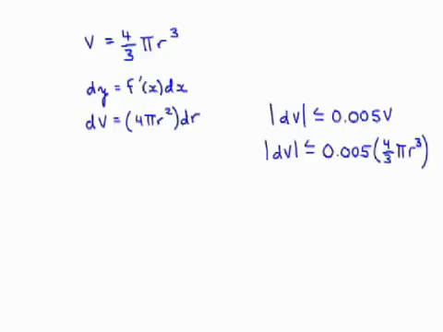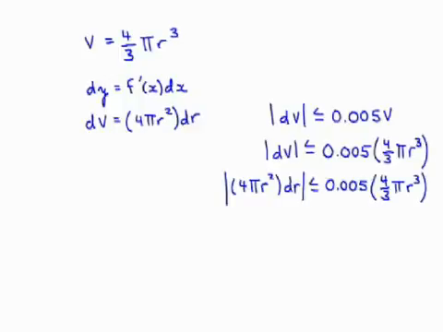Then, in the third line, we know what dv is equal to. We just worked it out. dv is equal to 4 pi r squared dr. So we can substitute that in. So our third line reads the absolute value of 4 pi r squared dr is less than or equal to 0.005 times 4/3 pi r cubed.